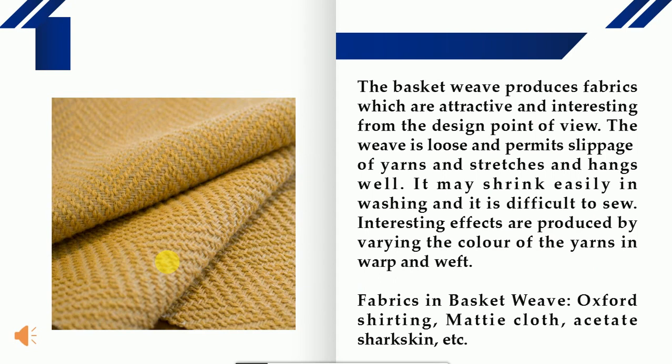The basket weave produces fabrics which are attractive and interesting from the design point of view. The weave is loose and permits slippage of yarns, and it stretches and hangs well. It may shrink easily in washing and it is difficult to sew. Interesting effects are produced by varying the color of the yarns in warp and weft. Fabrics in basket weave: Oxford shirting, matty cloth, acetate sharkskin, etc.